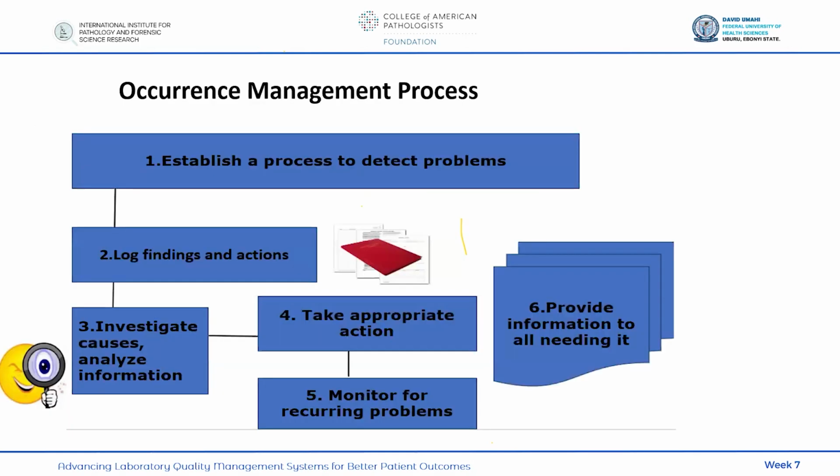All right, so in summary, occurrence management process goes like this, okay? You establish a process to detect problems, okay? This process can be automated, it can be manual, okay? But there must be a process to detect, okay? And this process must be documented. It's something that whenever you need it, you go back and be able to get the data. And so when you detect this problem, what do you do next?